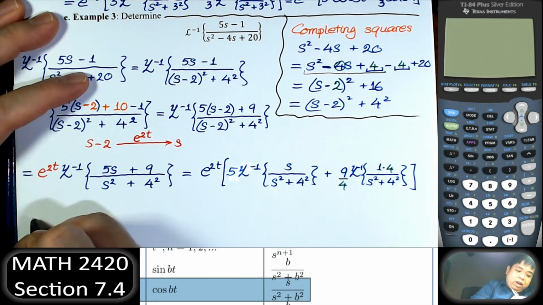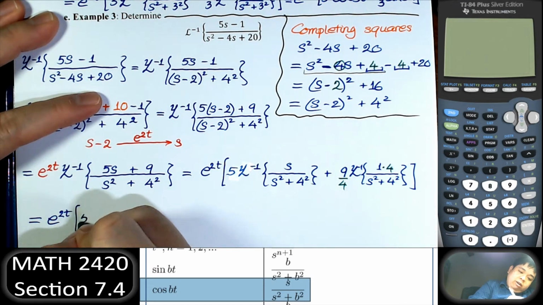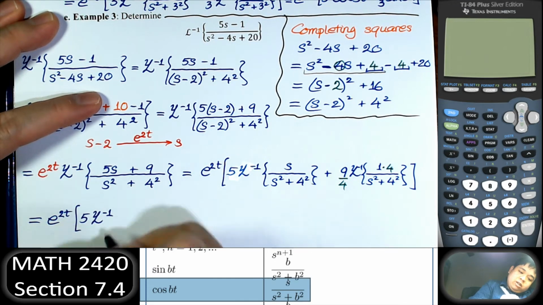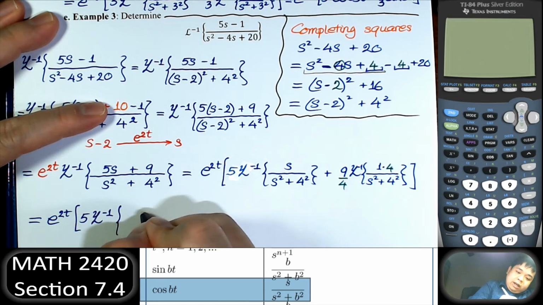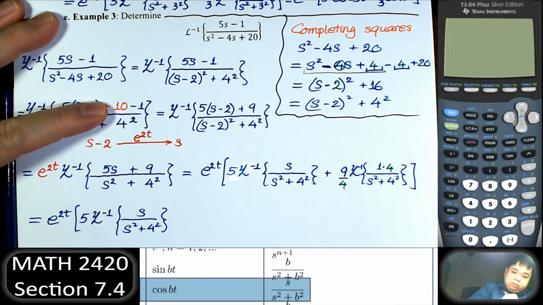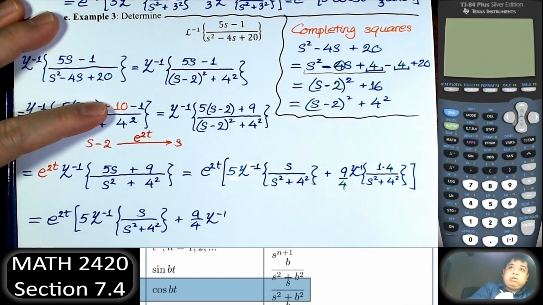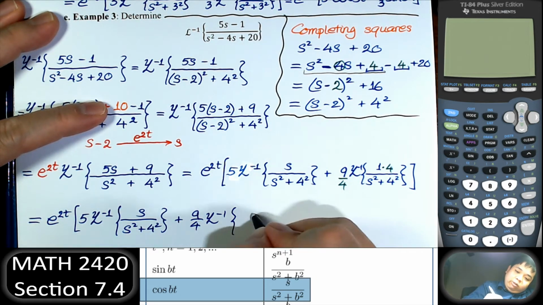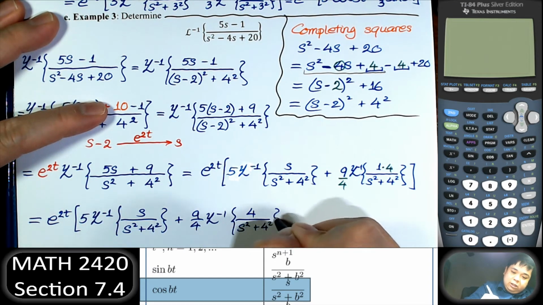We write this: we have e to the 2t times 5 times the inverse Laplace transform of s over s squared plus 4 squared, plus 9 over 4 times the inverse Laplace transform of 4 over s squared plus 4 squared.